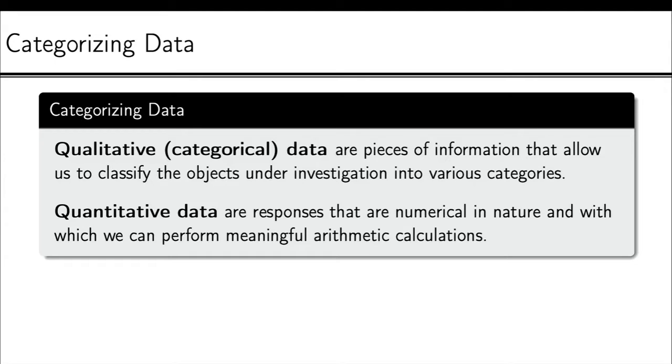Now, data that's collected can be in a lot of different formats, and there's a lot of different types of data that we can collect. And so we want to talk about categorizing our data. There are two main ways that we categorize our data. First, qualitative data, which is also called categorical data. And this is data where we're classifying objects or individuals into different categories.